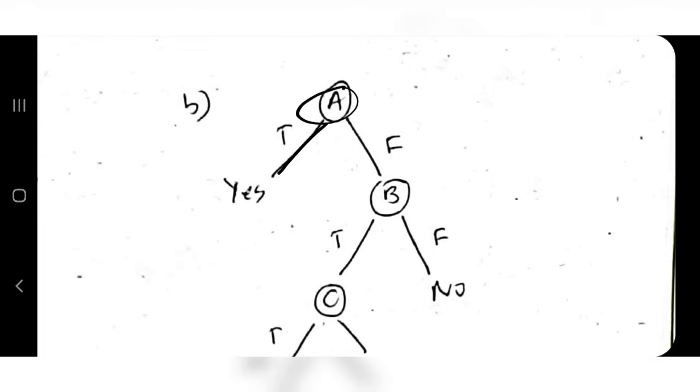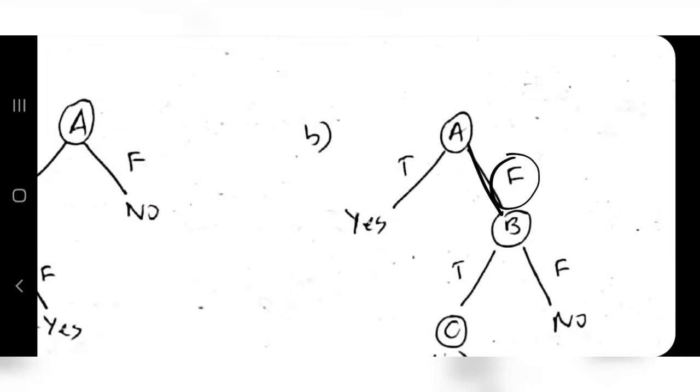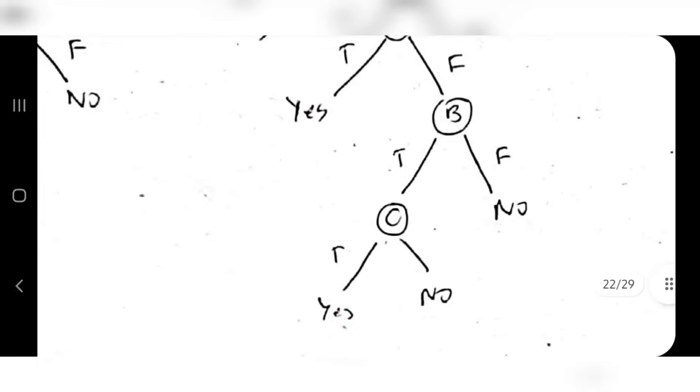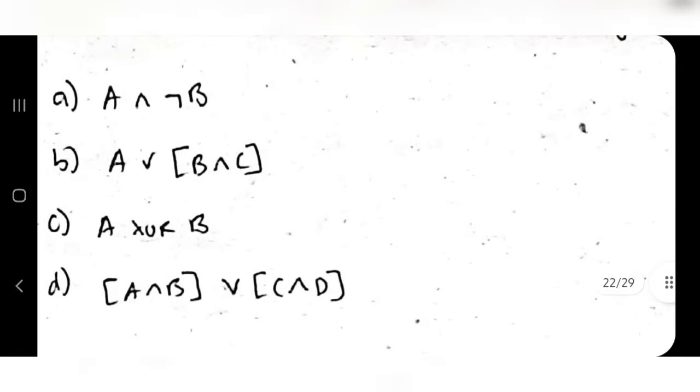So that's what I'll be writing here. First, I'll be considering A. If it is true, the whole thing will become true, and I need not consider this one. So whenever it is true, I'll be directly declaring the whole value is yes. If A is false, I'm completely relying on B. If B is false, then it will become no. If it is true, still I'm completely relying on C. If C is false, it is no. If C is true, it is yes. The only condition where it can be yes is when you have both B and C as true. All the rest of the cases will be no.